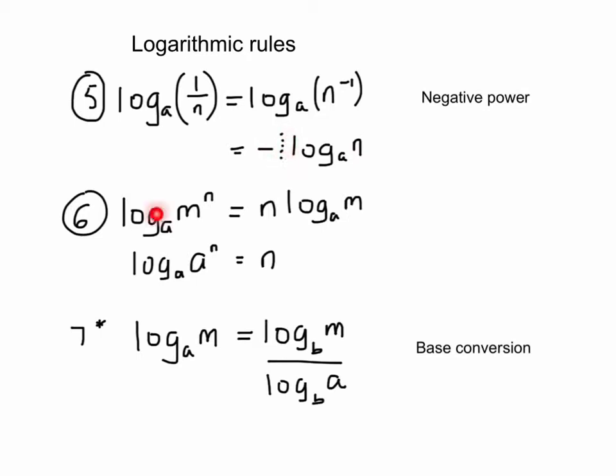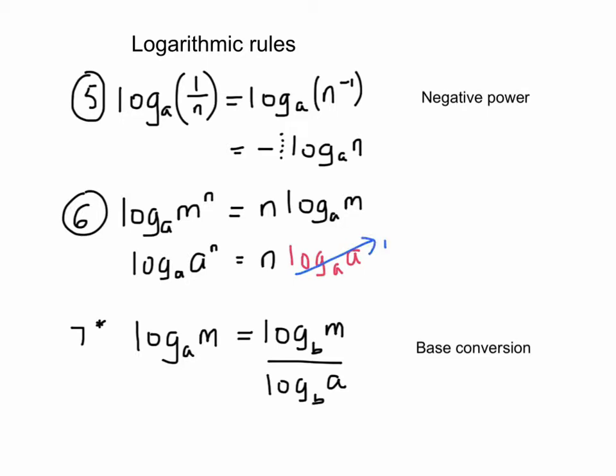The next one hasn't really got a name for me. Basically, if you have that power up there, you can drop it down to the front. And obviously, if you have log a of a, then the n can drop down to the front, leaving behind the log a of a term. But hopefully you remember that that actually equals 1 anyway, so you don't actually write it in.